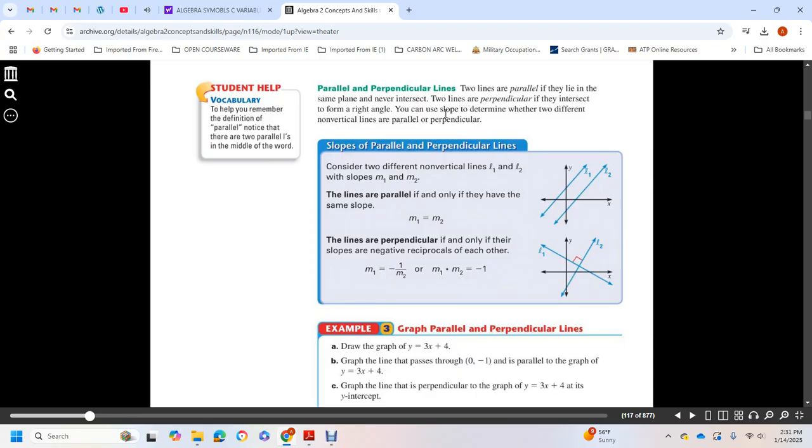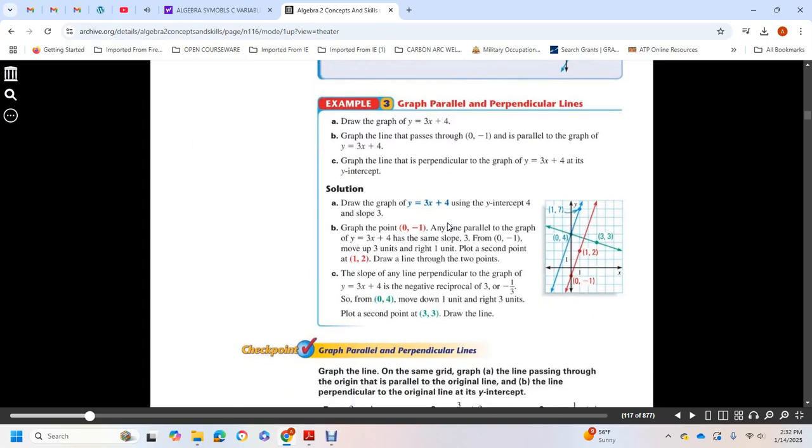Consider slopes and parallel and perpendicular lines. Consider 2 different non-vertical lines, line 1 and line 2, with slopes m1 and m2. Lines are parallel if and only if they have the same slope, m1 = m2. Lines are perpendicular if and only if their slopes are negative reciprocals of each other, so m1 = -1/m2, or m1 times m2 equals -1.